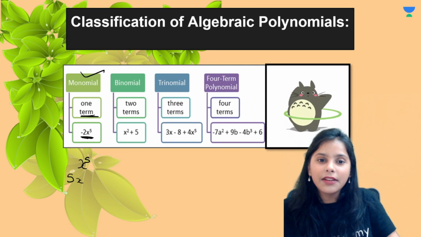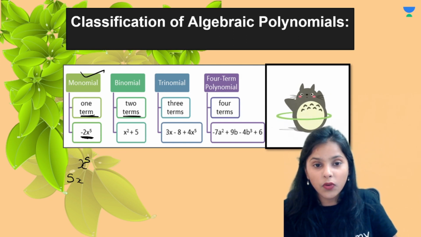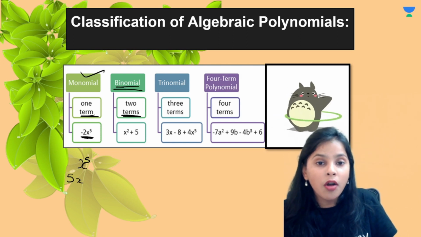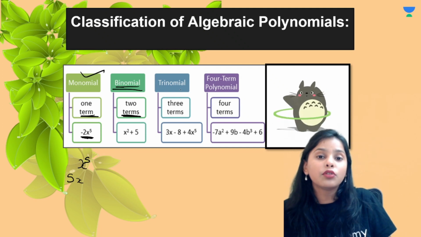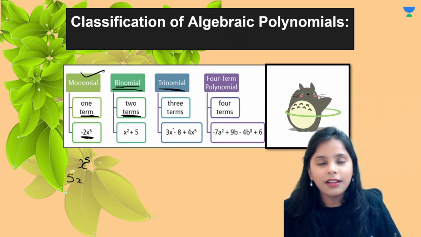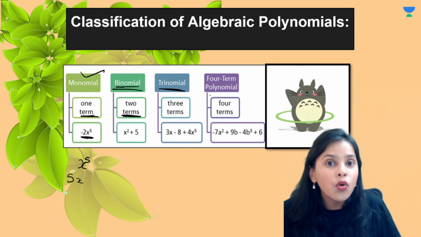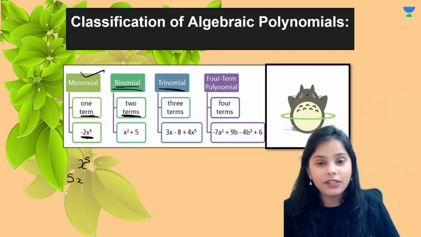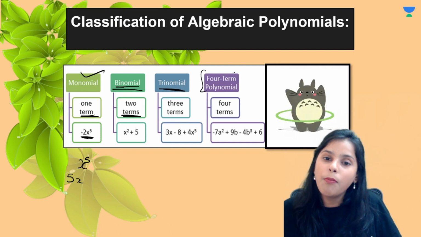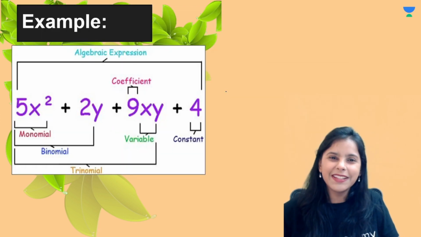Binomial comes up where you have only two terms. When you have two terms, you call it binomial. Similarly, if you have three terms, you call it trinomial. But if you have more than three, that is 4, 5, 6 and so on, you call it polynomial. Okay, I hope it is clear to you all.